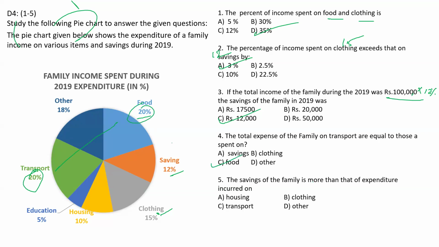Savings of the family is more than the expenditure incurred on dash. Savings of the family is 12%, which is more than what? Housing is 10%, transport is 20, clothing is 15, and other is 18. It is more than only housing. So option B.